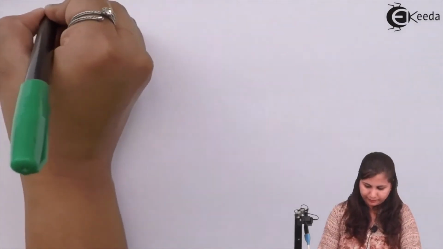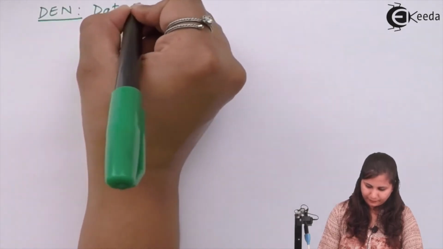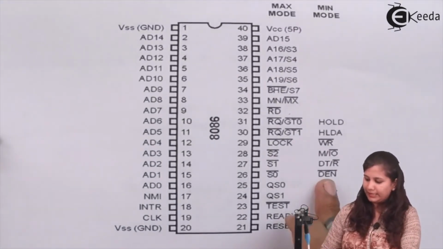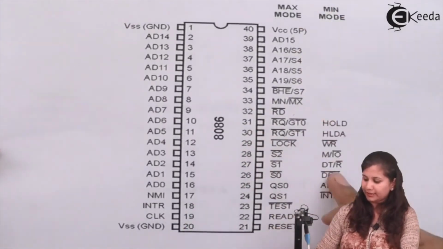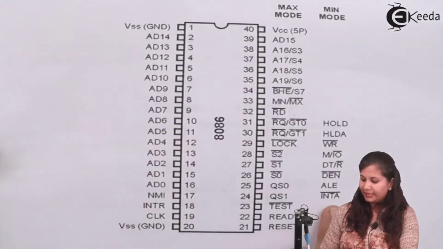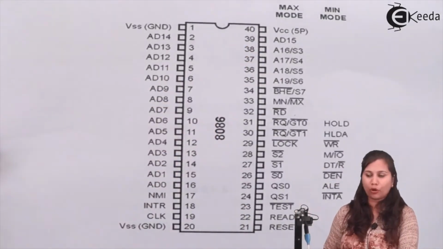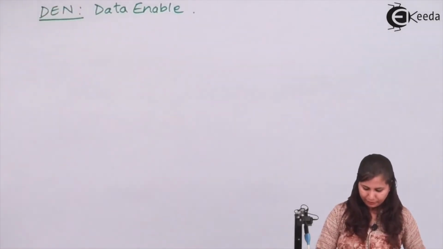Next we have DEN, that is data enable. You can see that this DEN is available at pin number 26. These signals are active in the minimum mode. These ALE, INTA, which we have studied, are also applicable only in the minimum mode of operation. So this is the data enable, which is at pin number 26.